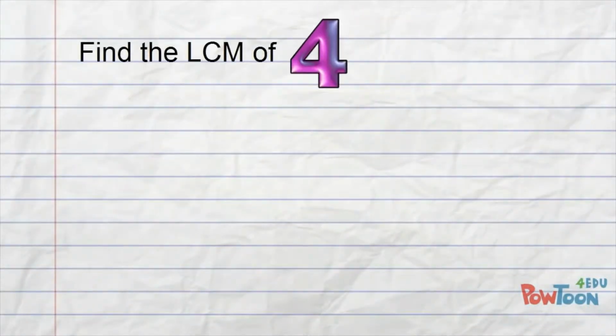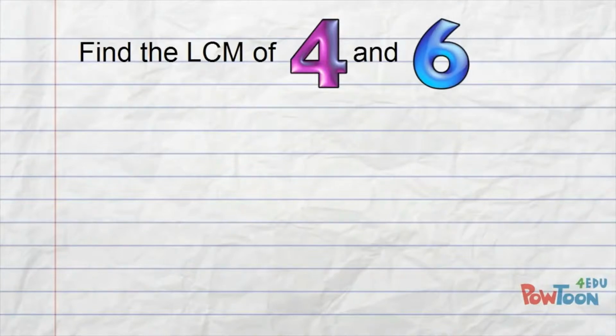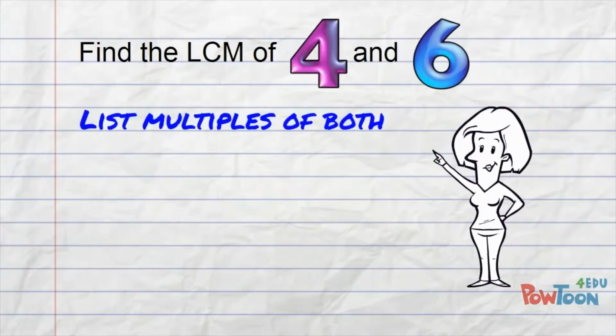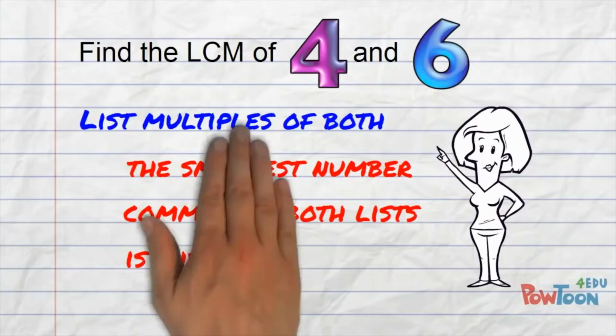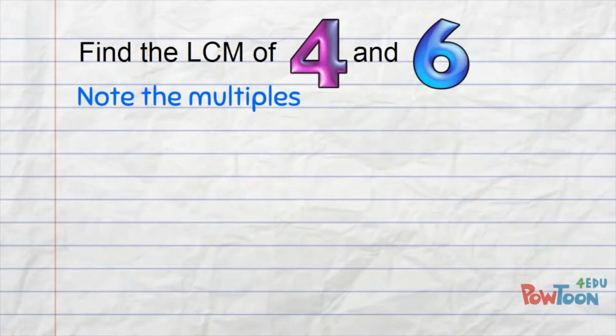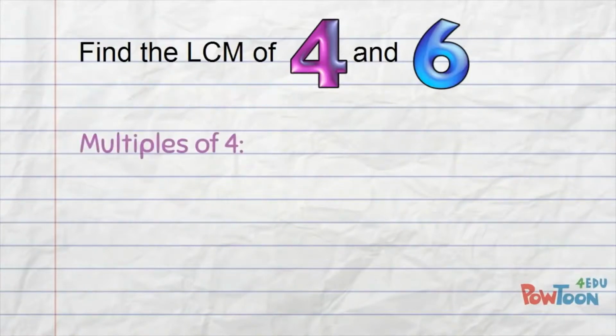Let's say we're told to find the LCM of 4 and 6. We're going to list multiples of both these numbers, and we're looking for the smallest number that occurs in both lists, that's common to both lists, and that's the LCM. Note down 4 or 5 multiples for each number. Multiples of 4, and just list them in a line.